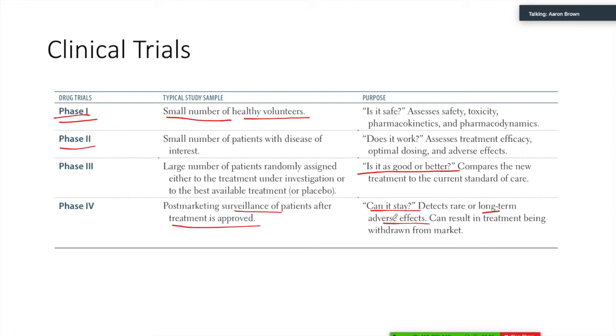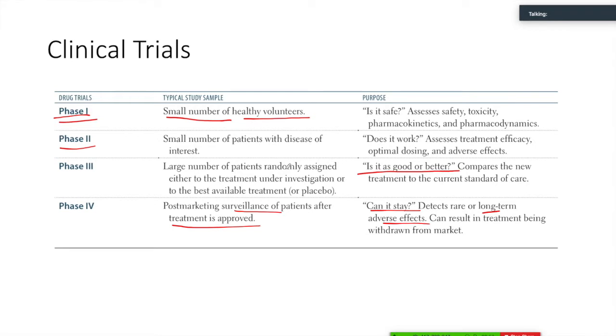Evapril was shown to be 10 times better than lisinopril, and so we released it onto the market. But it turns out if you take evapril for 10 years, you end up with foot fungus. So that's a problem, and we need to be aware of that. So phase four, just think of that as drug surveillance. We're making sure that there are no long-term side effects that can happen down the line.